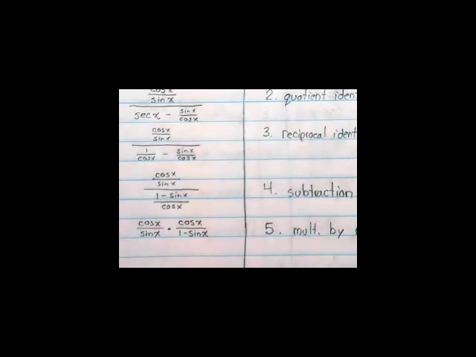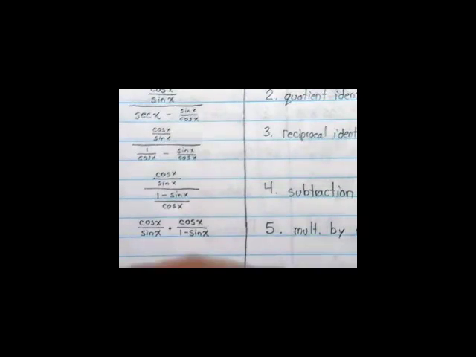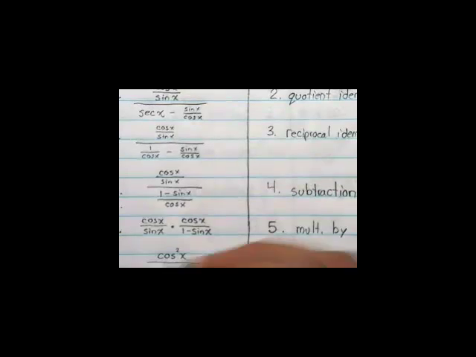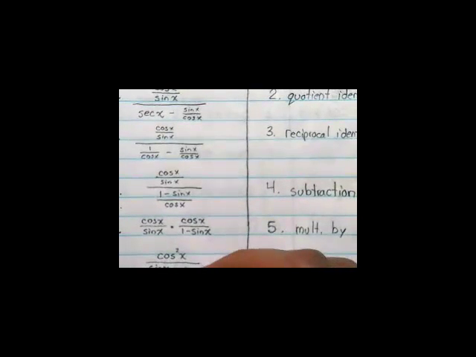Okay, so then from there, we got to actually multiply the stuff together, right? Let's see what we get. So we'll have cosine squared x on top over sine x minus sine squared x.